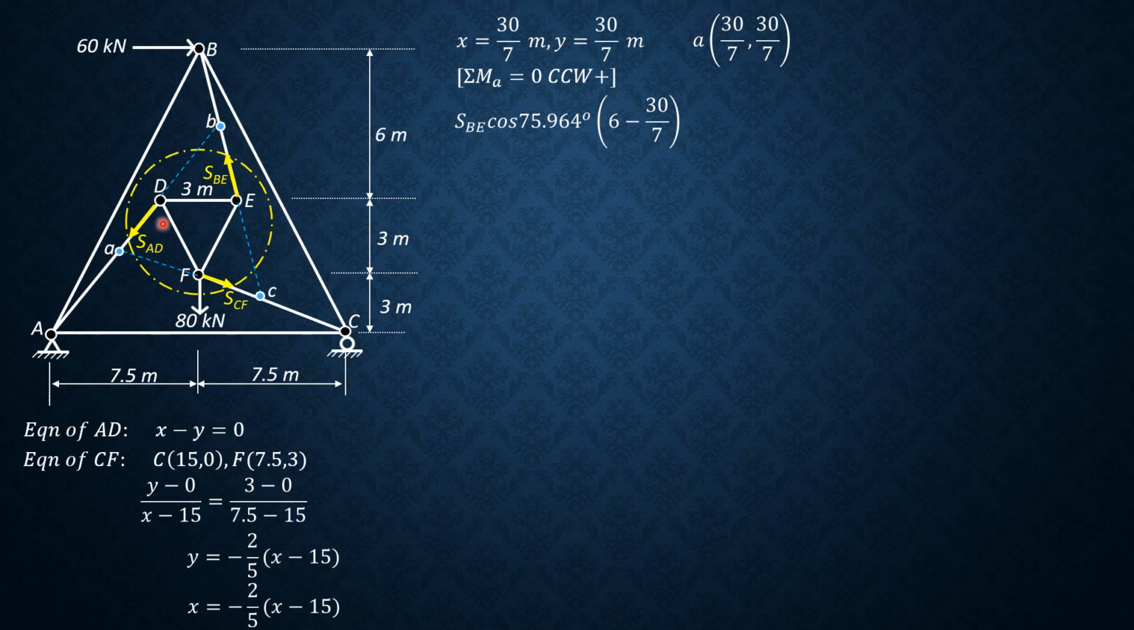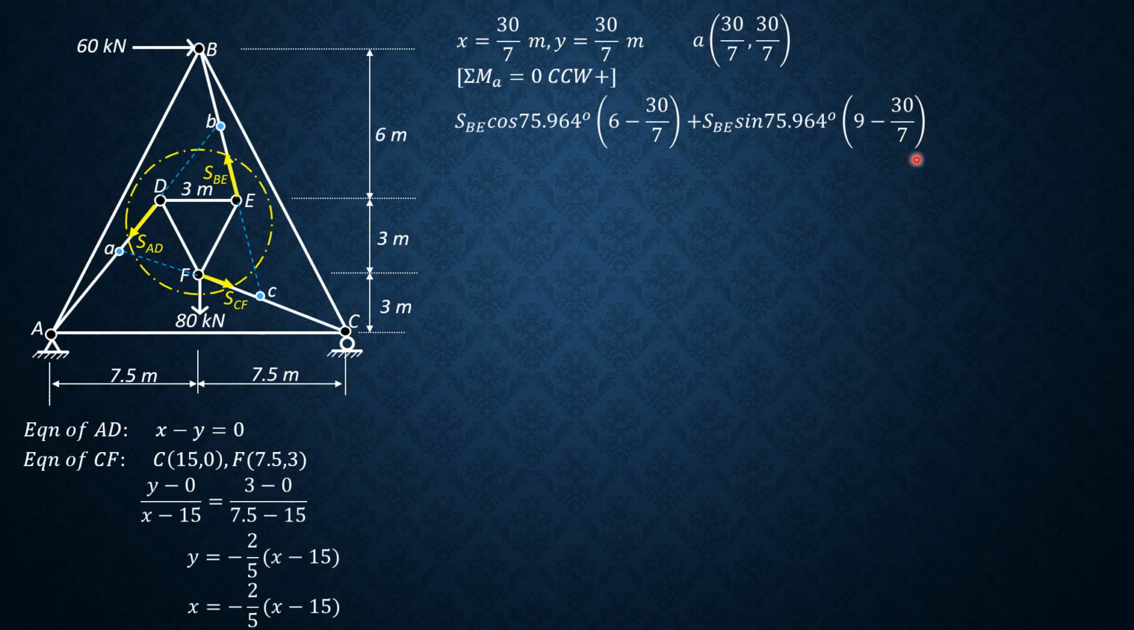So the vertical distance between SBE cosine 75.964 and A is 6 meters minus 30 over 7, plus SBE sine of 75.964, then the moment arm is 9 minus 30 over 7. Why 9? Because E is 9 meters from A, 7.5 plus 1.5, 9. Then the distance of A horizontally from support A or origin A is 30 over 7.